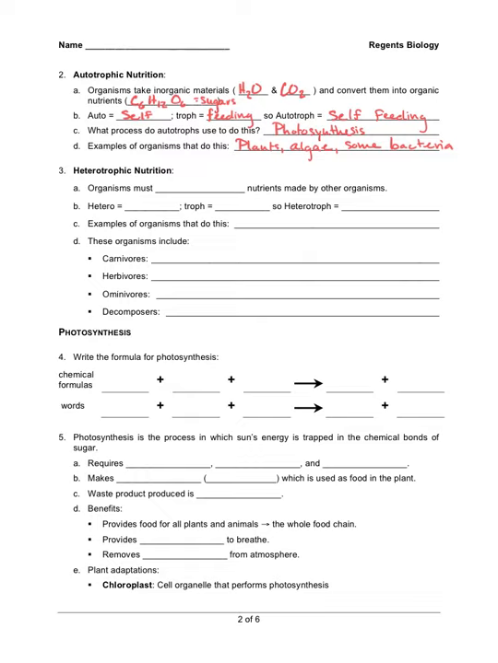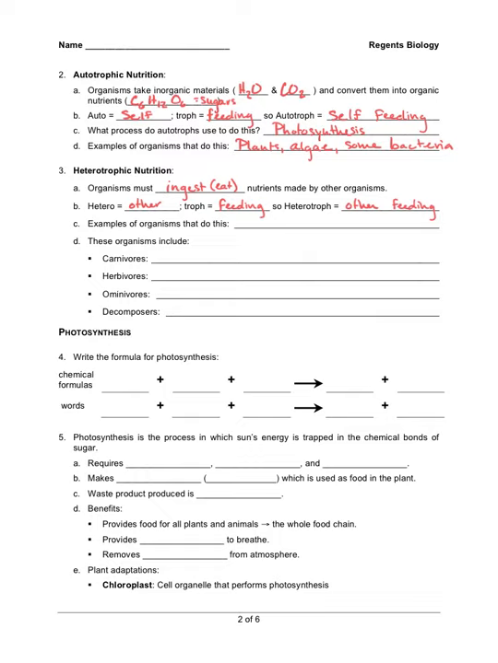Next, we'll review heterotrophs. So letter A says that these are organisms that must ingest or eat nutrients made by other organisms. So heterotrophs are not able to use energy from the sun to convert inorganic molecules into organic molecules. Letter B goes over the word origin. So hetero means others, and troph again means feeding. So heterotrophs are other feeders or have to get their energy from other organisms.